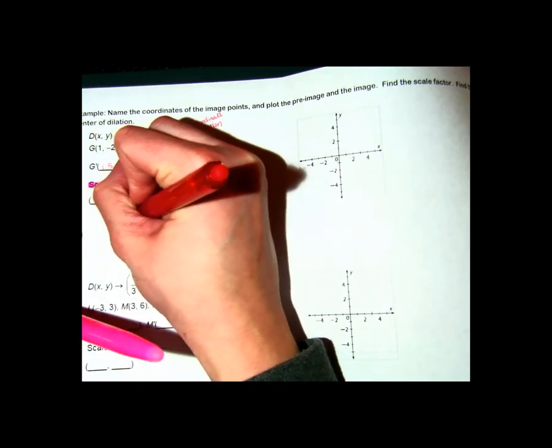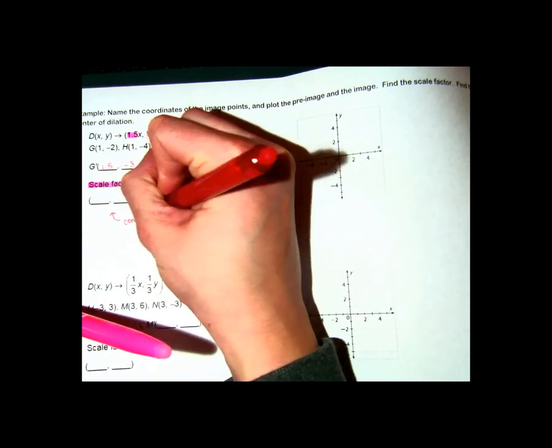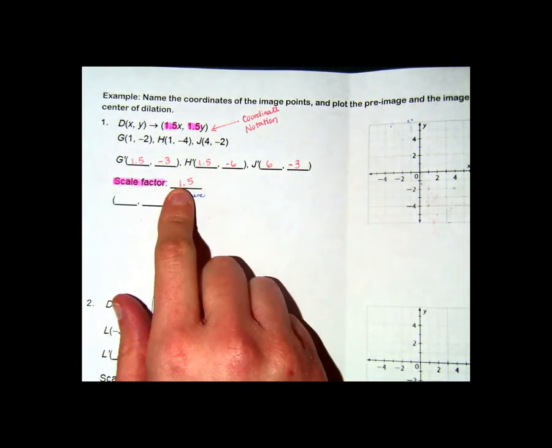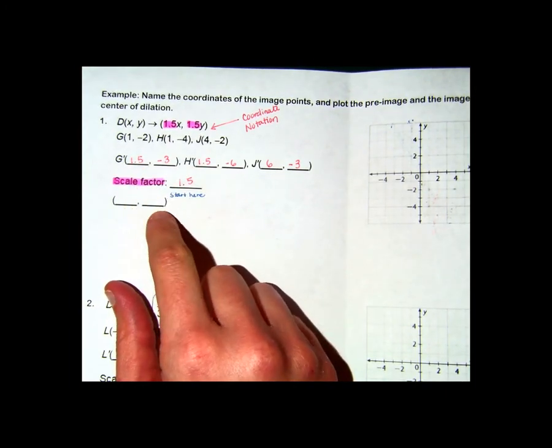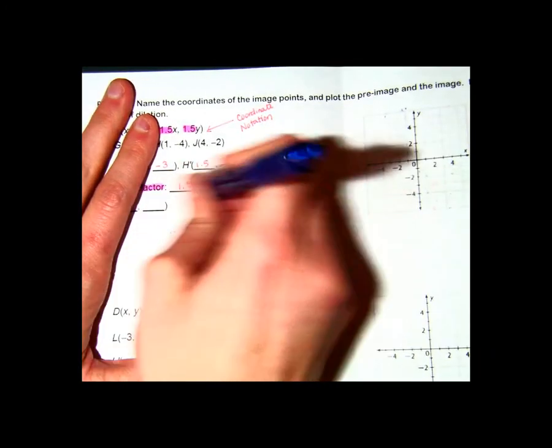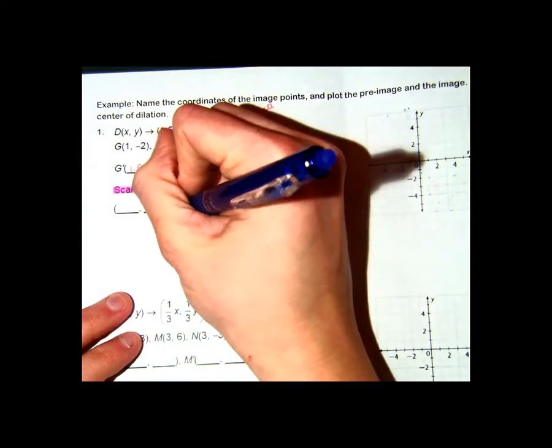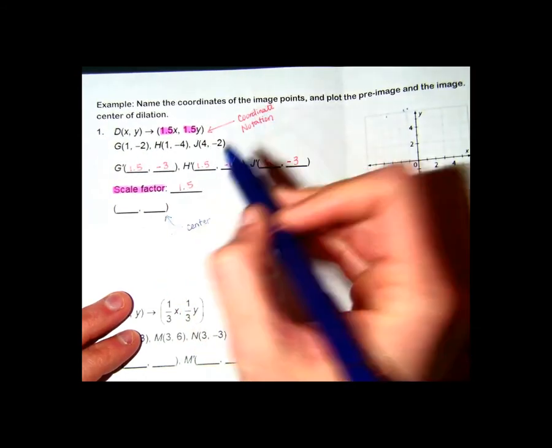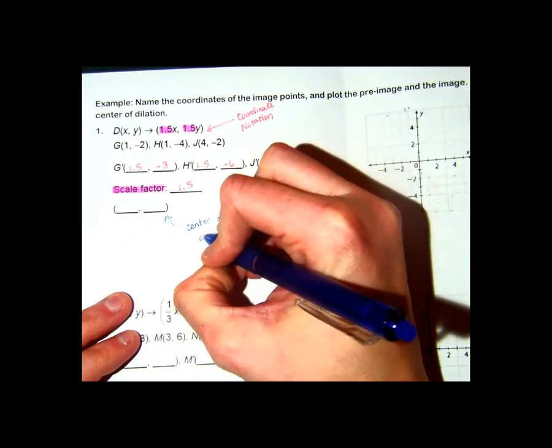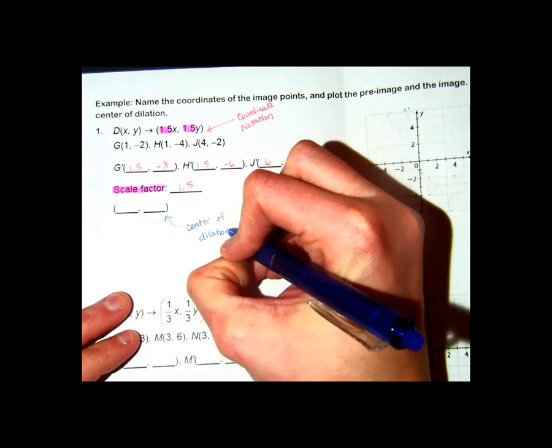I will find the center of dilation in just a few, but I have to graph it before I can find the center of dilation. Okay, now that we have talked about coordinate notation, found the scale factor, found our new coordinates for the image, we now are going to talk about the center of dilation, which is here. So this is called center of dilation, and we're going to find that by graphing the pre-image and its image. So that's our last step here, is to find the center of dilation.